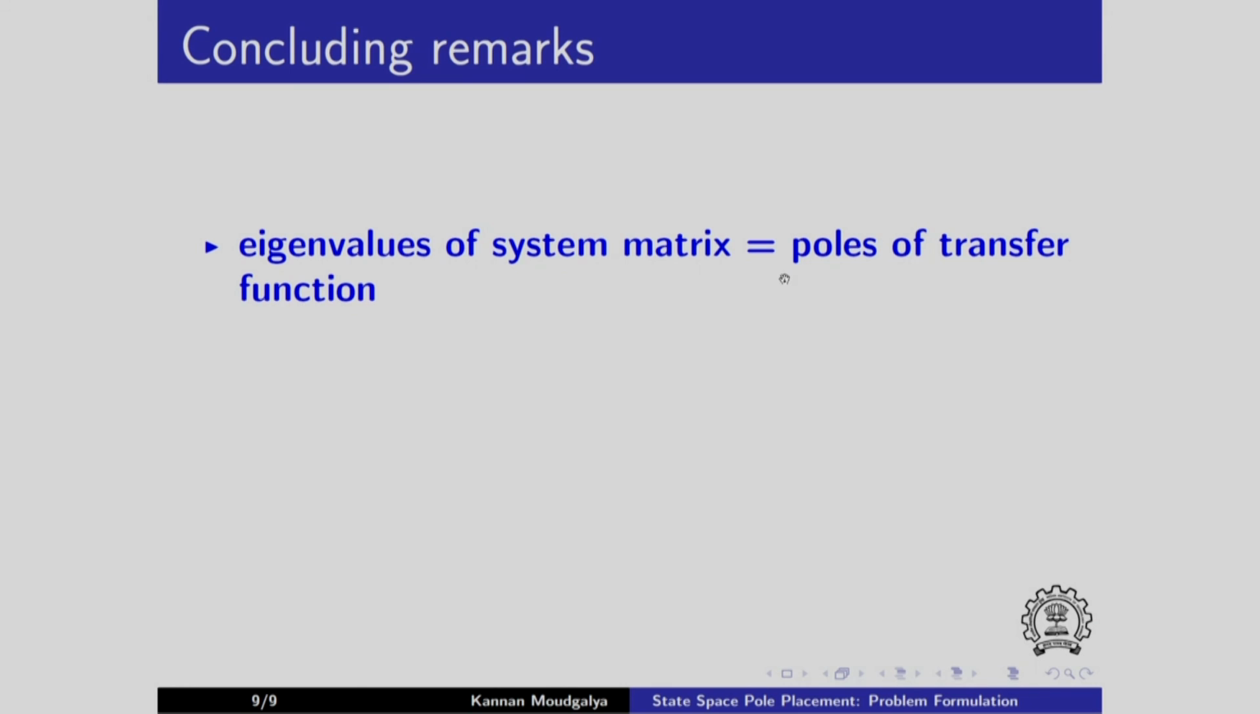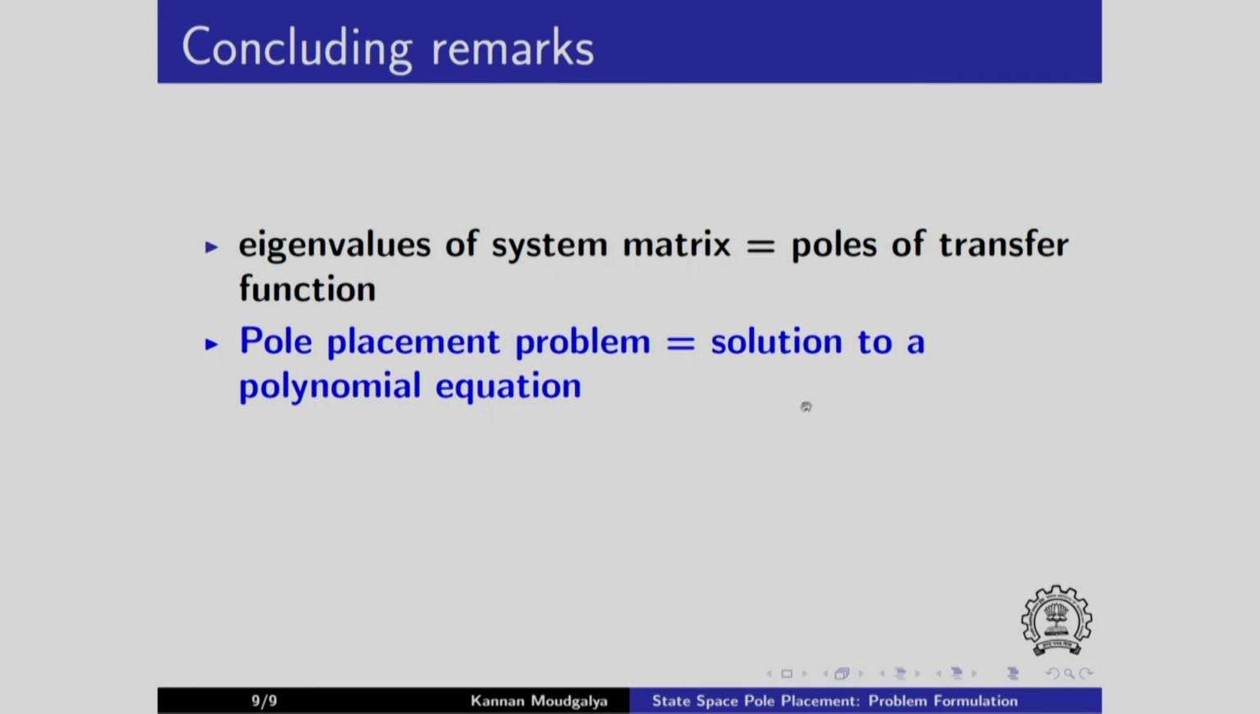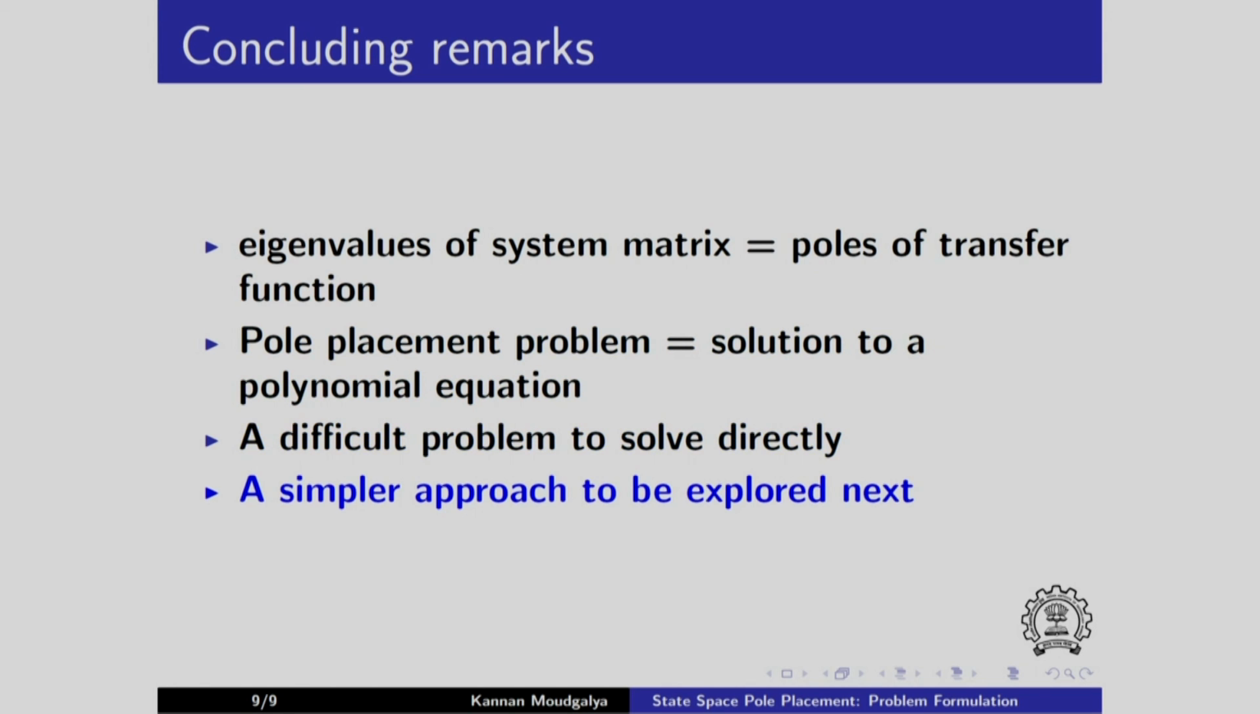To conclude this lecture, the eigenvalues of a system matrix are nothing but the poles of a transfer function, and pole placement problem becomes solving a polynomial equation, which is a difficult problem. A simpler approach will be explored in subsequent videos.